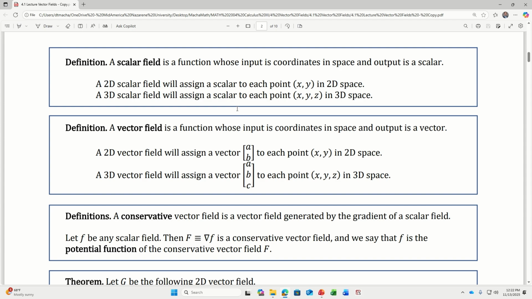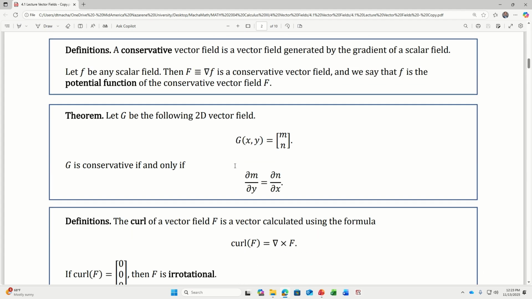So you really can't separate these two definitions. Because every conservative vector field has a potential field, potential function. And every potential function, every scalar field in general, has a corresponding conservative vector field that you get if you take the gradient of any scalar field. So we'll do a few examples of those.